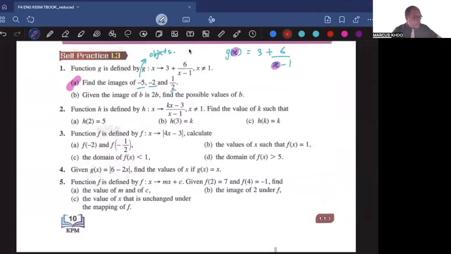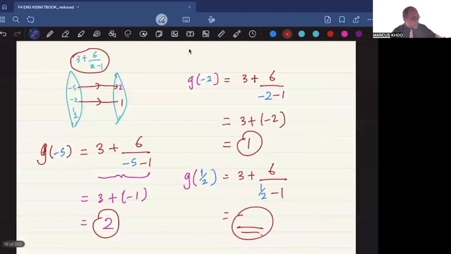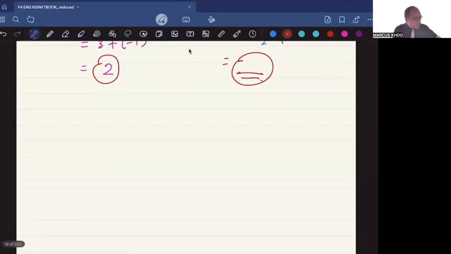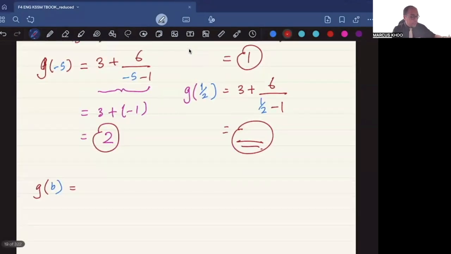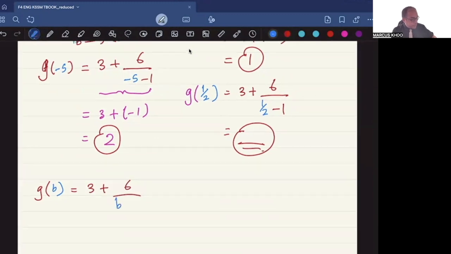Then they say given the image of B is 2B. So they're saying that if the image of B, it means the object is B, and then if I map it, it becomes 2B. The question says find all the possible values of B. So let's try to do this. If the object is B, what I'm going to get is, let me replace it into the function, 3 plus 6 over B minus 1.